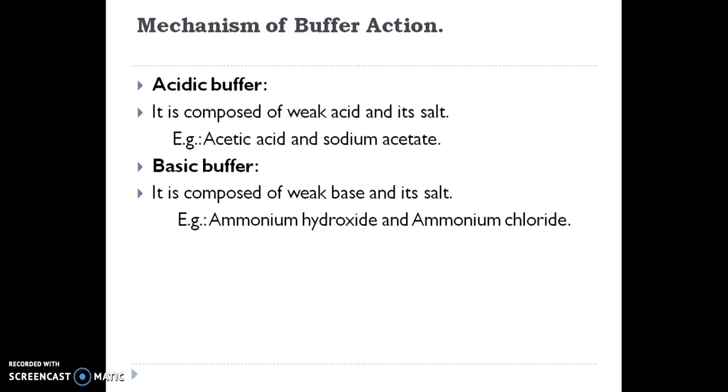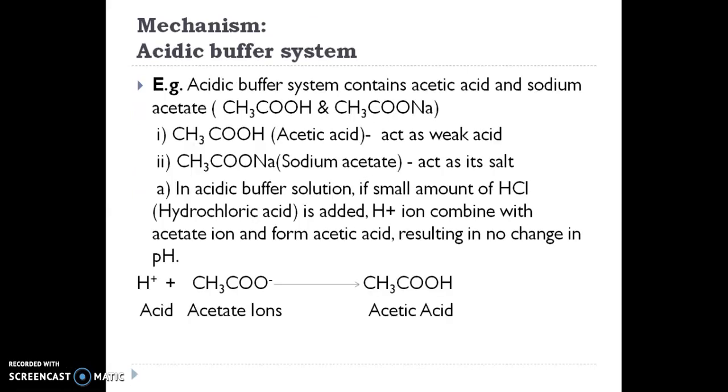Now we will see one by one, first the mechanism of the acidic buffer and second the basic buffer. First, the acidic buffer system: we have taken the example of an acidic buffer containing acetic acid, CH3COOH, and its salt, sodium acetate, CH3COONa. After combination of these you get an acidic buffer. Acetic acid dissociates into acetate ion and H plus ion, and sodium acetate dissociates into acetate ion and sodium ion. Acetic acid is a weak acid, so it does not dissociate totally. Some part remains unionized and some part converts into acetate ion and H plus ion. But sodium acetate totally dissociates into acetate ion and sodium ion. Now the solution contains mostly acetate ion as well as acetic acid.